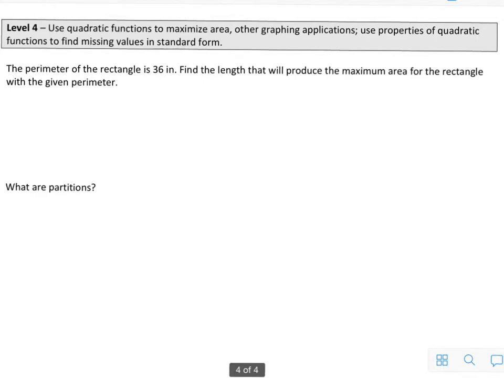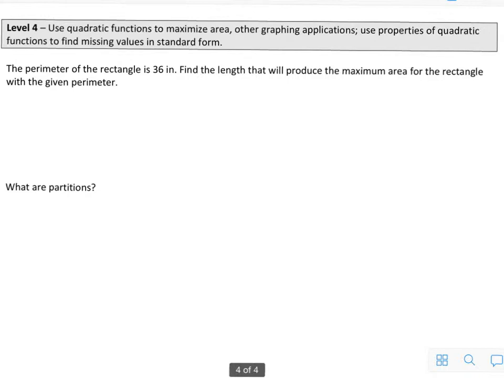3.1 Level 4, use quadratic functions to maximize area. Other graphing applications, and use properties of quadratic functions to find missing values in standard form. So here we're going to take a look at this problem. The perimeter of a rectangle is 36 inches. Find the length that will produce the maximum area for the rectangle with the given perimeter.